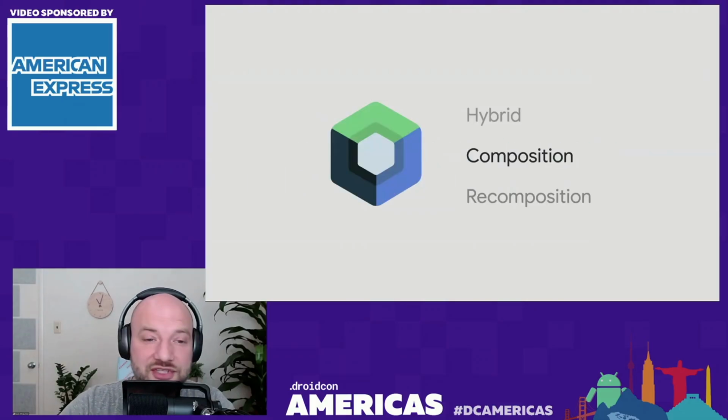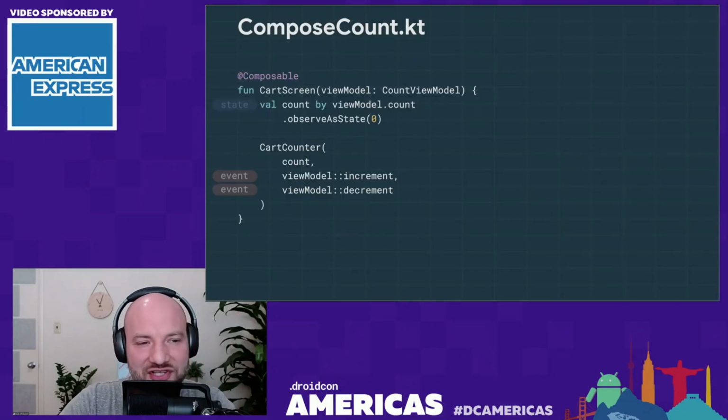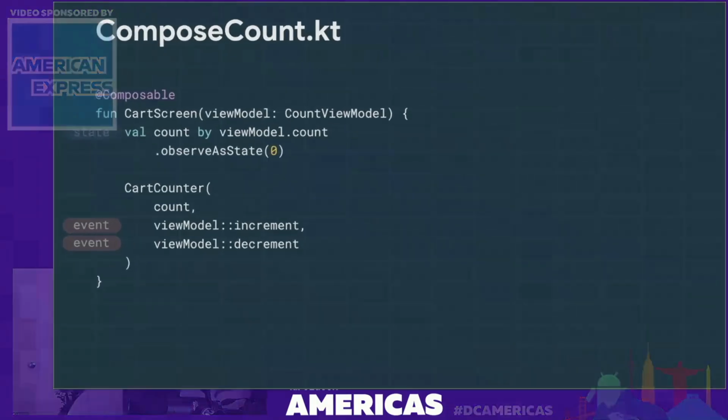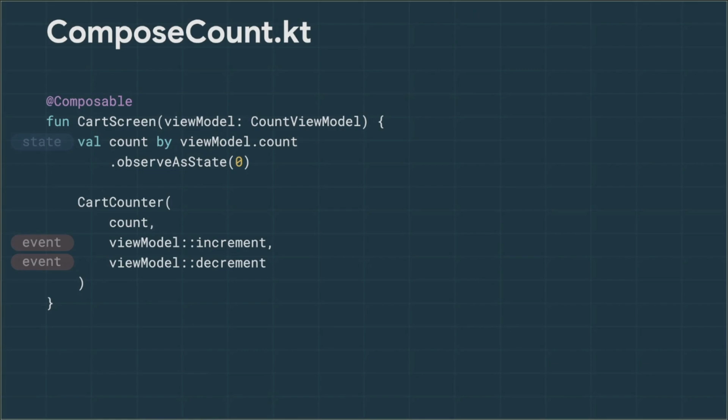All right, so now I want to switch gears and answer the question, what is composition? What is a composition and how do I make one? To answer that question, I just want to trace through what happens when the user runs this screen. What does Compose actually do?